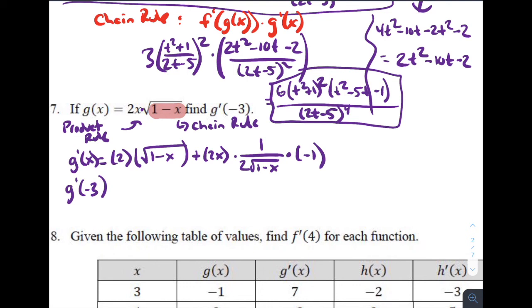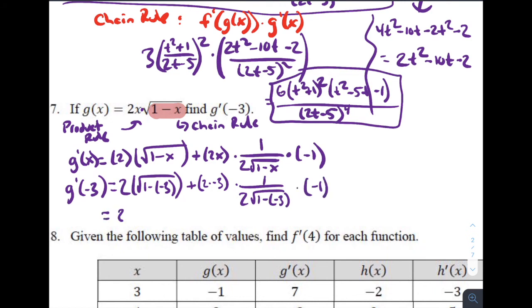So g prime of negative 3 is equal to 2 times the square root of 1 minus negative 3 plus 2 times negative 3 times 1 over 2 times the square root of 1 minus negative 3 times that negative 1. So this is 2 times, looks like the square root of 4, so 2 times 2 plus negative 6 times 1 over 2 times the square root of 4, so 1 over 2 times 2, that's going to be 1 over 4 times that negative 1. So I have 2 times 2, which is 4.